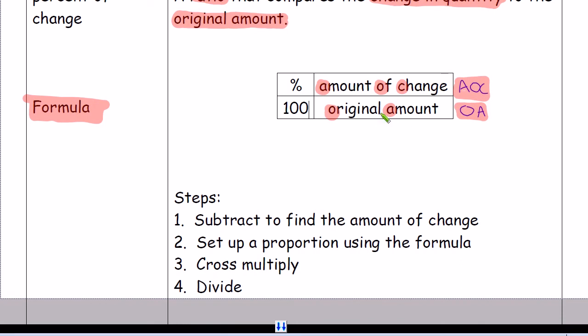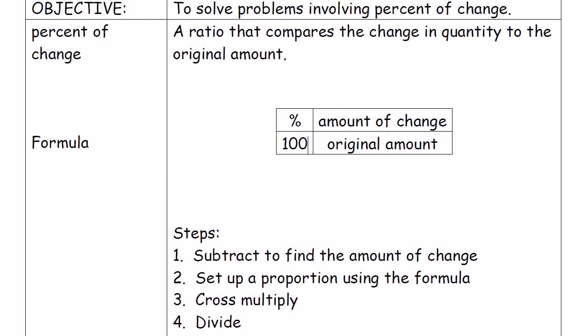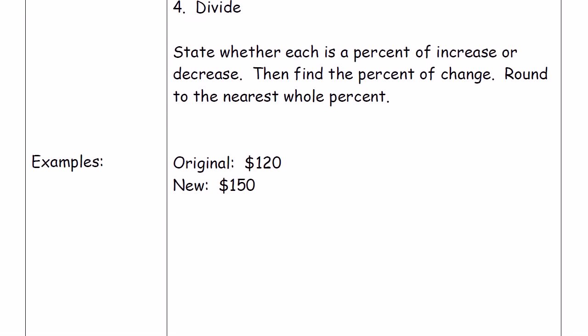Now in order for us to find the amount of change, we're going to have to subtract. That's one thing that we need to do to find the AOC, the amount of change. Once we have that, then we can set up the proportion using the formula. We cross multiply and then we divide, just like we've been doing before. Okay, so let's see if we can understand that. Let's look at the first problem.